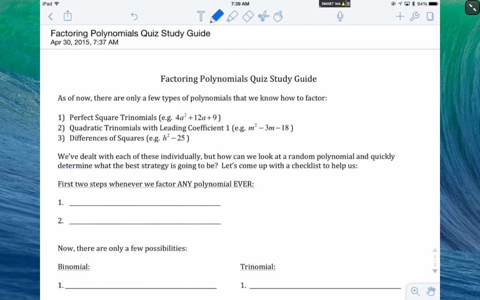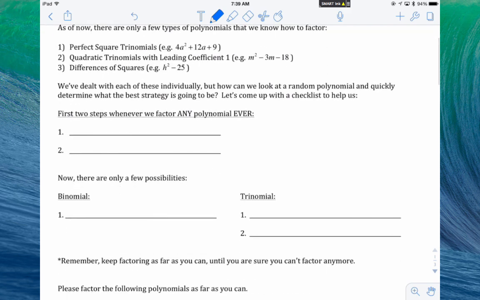So what we're going to do now is come up with a little checklist to help us classify each polynomial, figure out what we're looking at, and then figure out what the best strategy is to factor it. Now, there are two steps that we are going to do first whenever we factor any polynomial of any variety ever. And perhaps you know what they are. Take a moment to think about it.